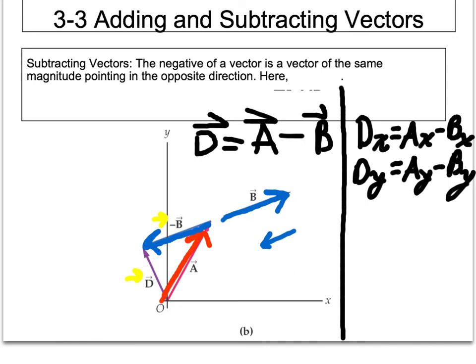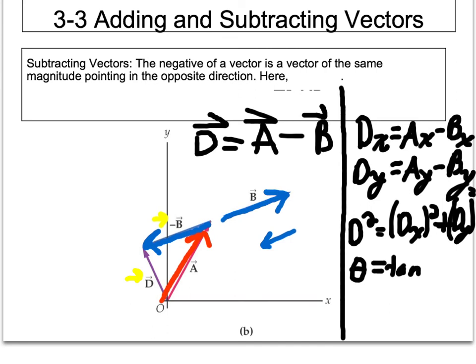And then you'd use the Pythagorean theorem and tangent to find D. Okay, so we'd add Ax minus Bx, Ay minus By. We'd have to say that D squared is Dx squared plus Dy squared. And then we would find the angle between the two, tangent negative 1 Dy over Dx. And tangent is y over x. And offhand, I can't think of an example where that would get reversed.